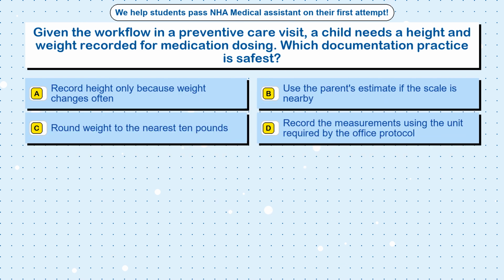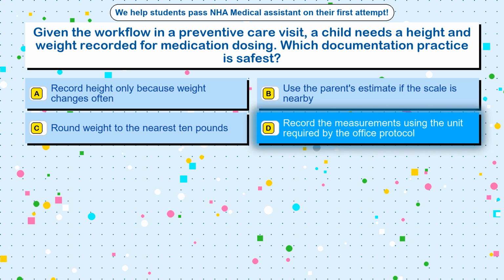Question 54. Given the workflow in a preventive care visit, a child needs a height and weight recorded for medication dosing. Which documentation practice is safest? Option A, record height only because weight changes often. Option B, use the parent's estimate if the scale is nearby. Option C, round weight to the nearest 10 pounds. Option D, record the measurements using the unit required by the office protocol. The correct answer is option D, record the measurements using the unit required by the office protocol.